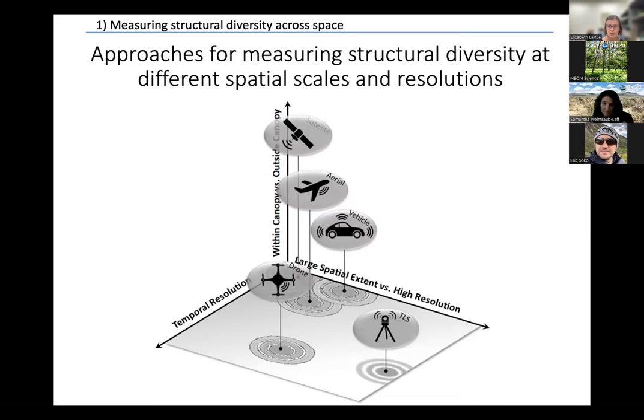So in thinking about measuring structural diversity using remote sensing, there's a trade-off between high resolution sensors such as terrestrial or handheld sensors and drones, where you have high resolution data, but your spatial extent is quite a bit smaller, compared to things such as aerial or satellite platforms, where you have a large spatial extent, but you typically have a coarser spatial resolution in your data.